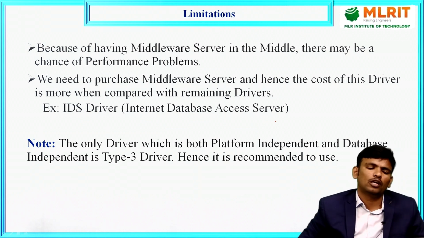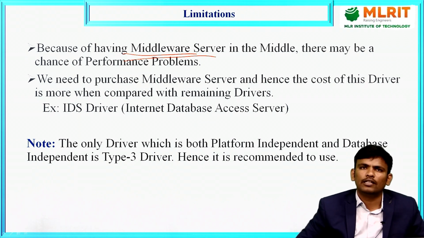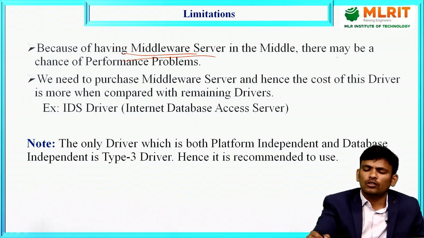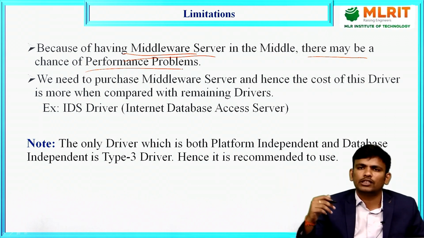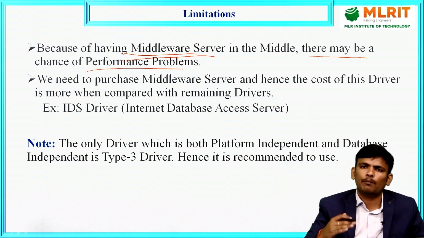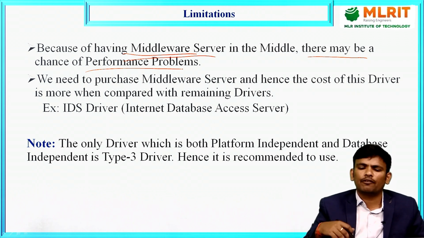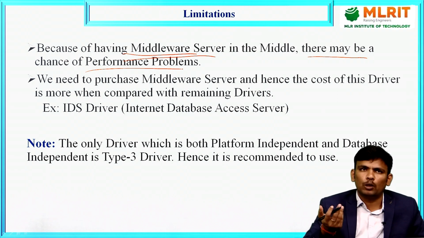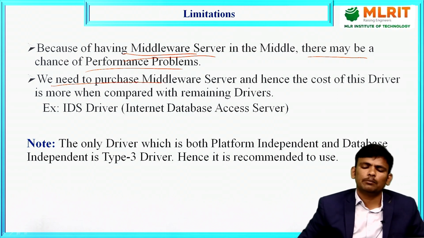Now, coming to the limitations. Because of having the middleware server in the middle, there may be a chance of performance problems. Why? Too many conversions are required. First we need to convert the Java application call to middleware understandable calls, and then the middleware to the database. Too many conversions are required, so performance wise it is not up to the mark. So we may get performance problems if we are using the type 3 driver. And we need to purchase a middleware server, hence the cost of the project is more.